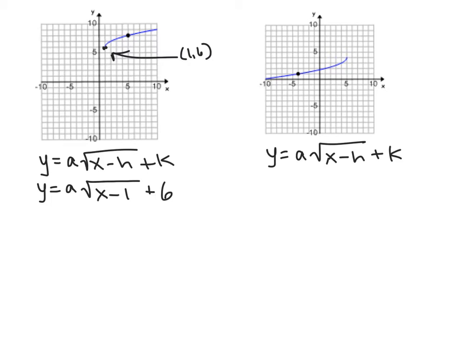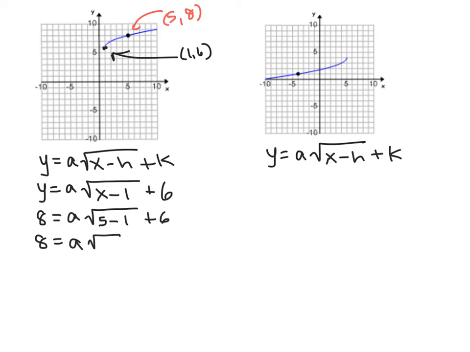All right, and now we are going to put in a number for x and y so we can solve for a. This point right here is given to us at 5, 8, so we're going to put that value in for x and y. Y is 8. We're going to leave a as an a, and we're going to put a number in for x, and that number is 5. We're going to simplify and solve for a. So 8 equals a times the square root of 5 minus 1, which is 4, plus 6. So 8 equals a times the square root of 4 is 2 plus 6.